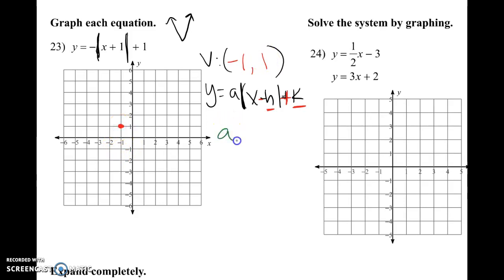Now my amplitude is that number in front. My a is -1 over 1. So I'm going to find my other point by going down 1 over 1. And remember, V's are symmetrical, so I'm also going to have a point here. And if I connect these and draw my V, here is what I get.